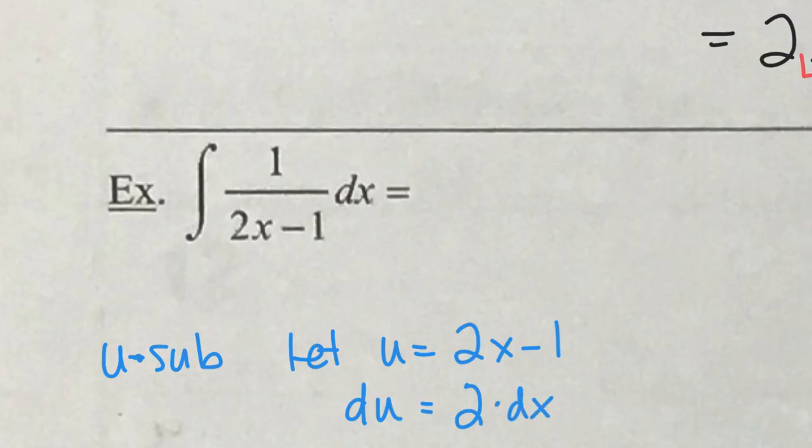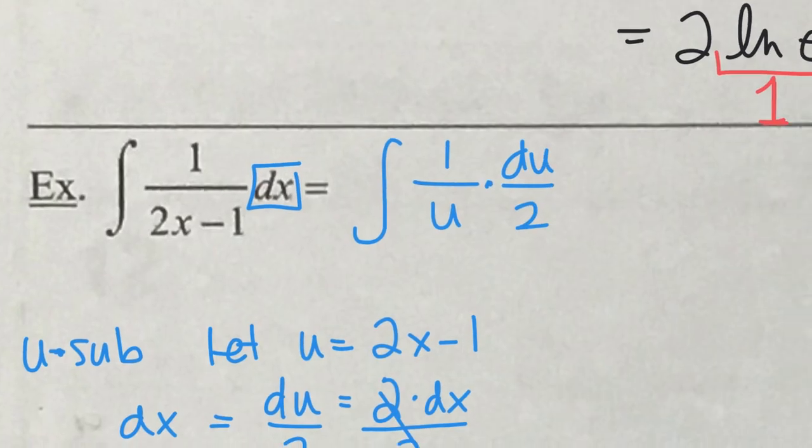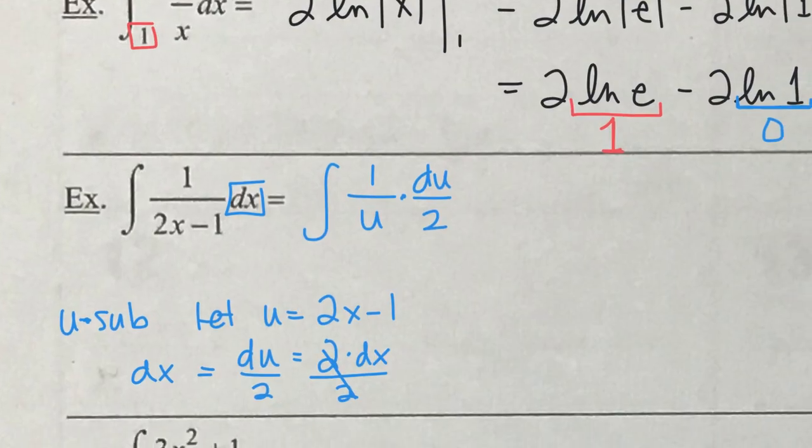Okay, so when we solve this for dx, right, we get dx equals du over 2. Okay, we haven't done u substitution in a while for integrals, so it's a good thing to practice. So we're going to rewrite this as 1 over u, and we replace dx with du over 2. Okay, so this is how we do u substitution.